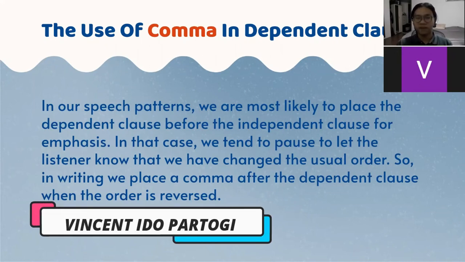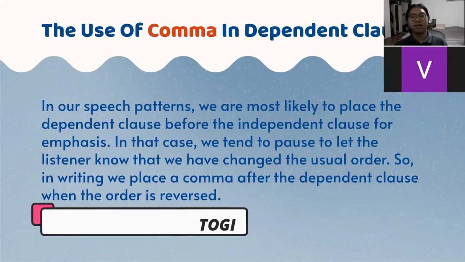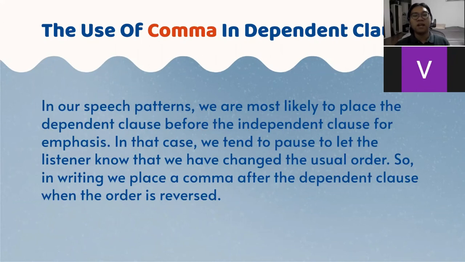Now I'll try to explain the use of comma in dependent clauses. In our speech patterns, we are most likely to place the dependent clause before the independent clause for emphasis. In that case, we tend to pause to let the listener know that we have changed the usual order. So in writing, we place a comma after the dependent clause when the order is reversed.